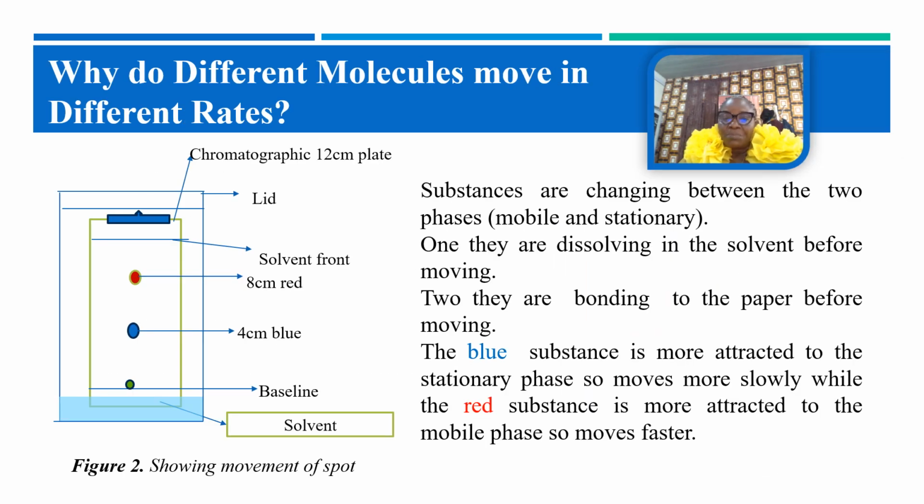Why do different molecules move at different rates? Movement is affected by the mobile phase and the stationary phase. A mobile phase is a substance that a molecule can move in. It can be a liquid or a gas. In paper chromatography, it is the solvent that we use in developing our chromatogram.